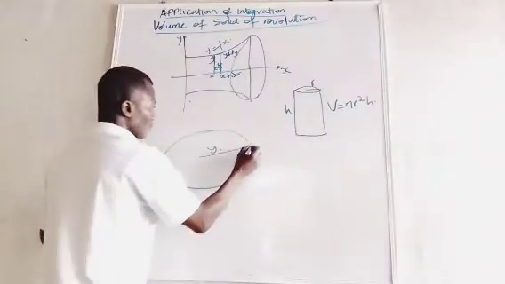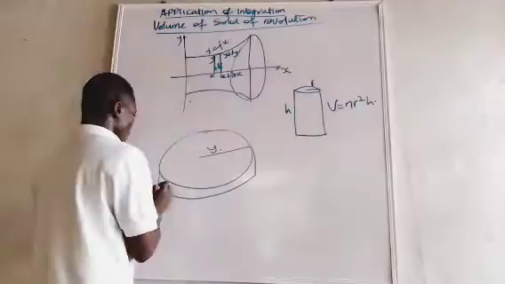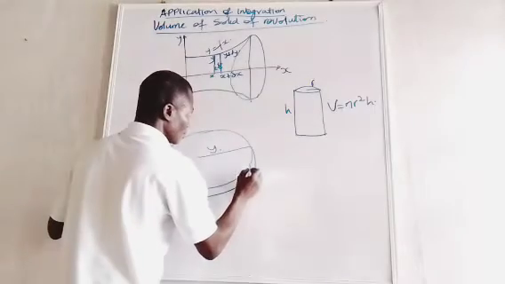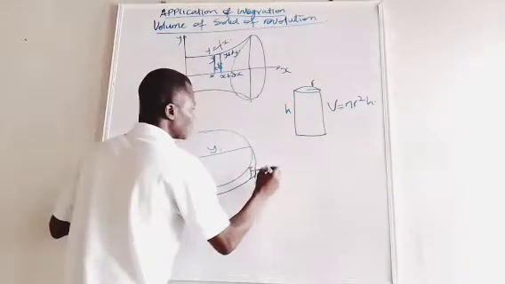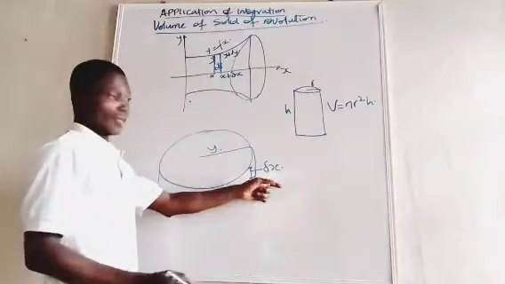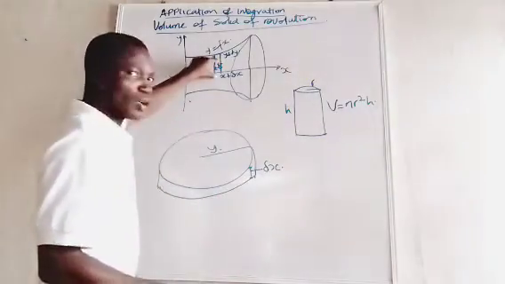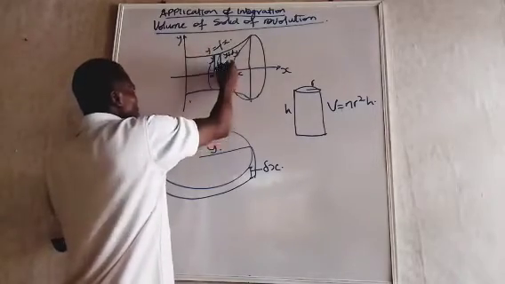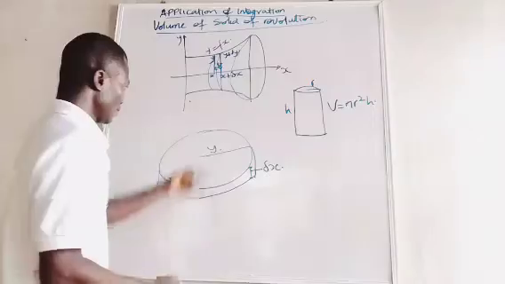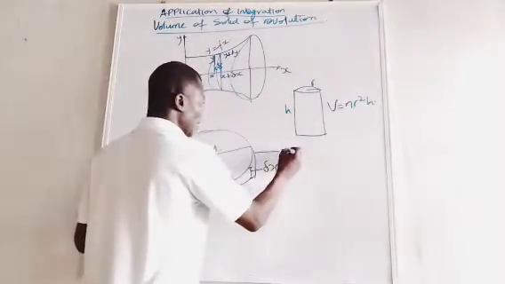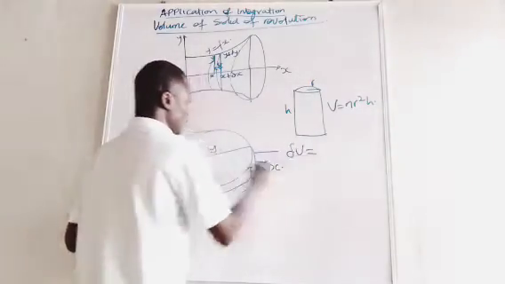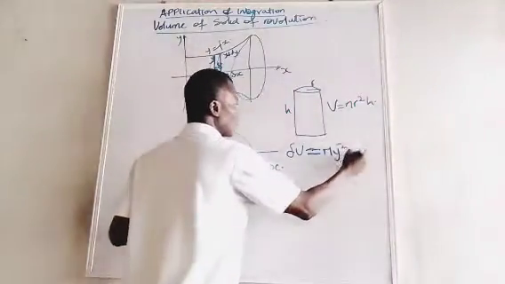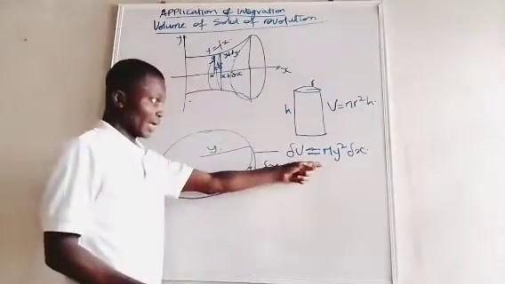Just like I did here, this h here is my delta x. You can see, it's my delta x. Now for this small element, when I rotate it 360 degrees, it's going to give me something close to this cylinder. So the volume of this element is going to be approximately pi y squared delta x. Are you seeing this?